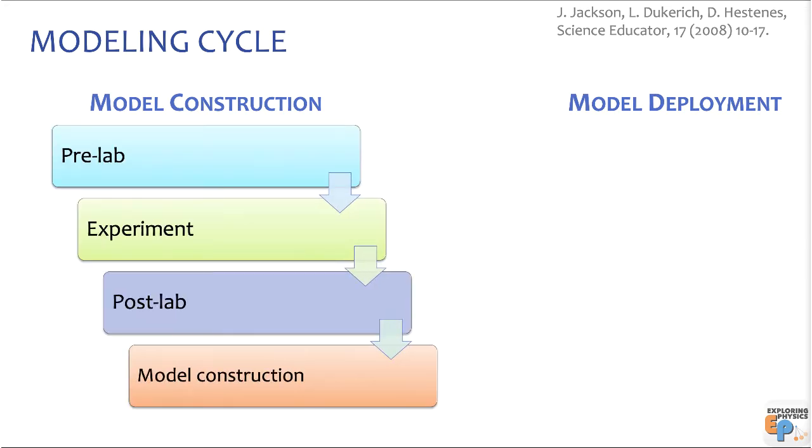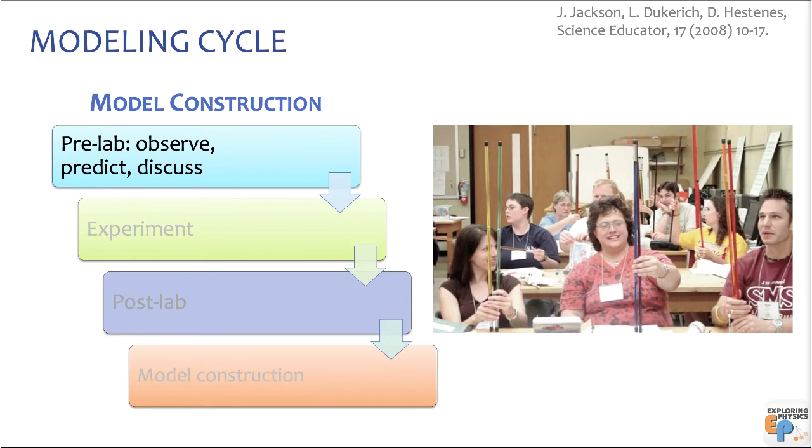The modeling cycle consists of 2 phases: model construction and model deployment. In the model construction phase, students work together on hands-on labs. Each lab typically has 4 phases: a pre-lab discussion, the experiment, and a post-lab discussion from which the model construction takes place. In the pre-lab phase, students interact with familiar objects or simple lab equipment.